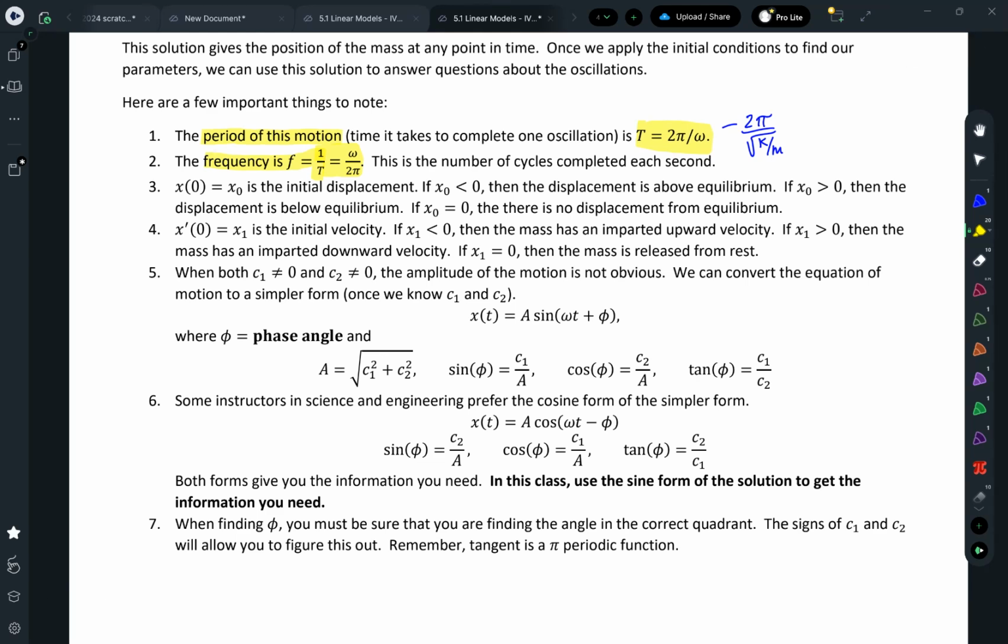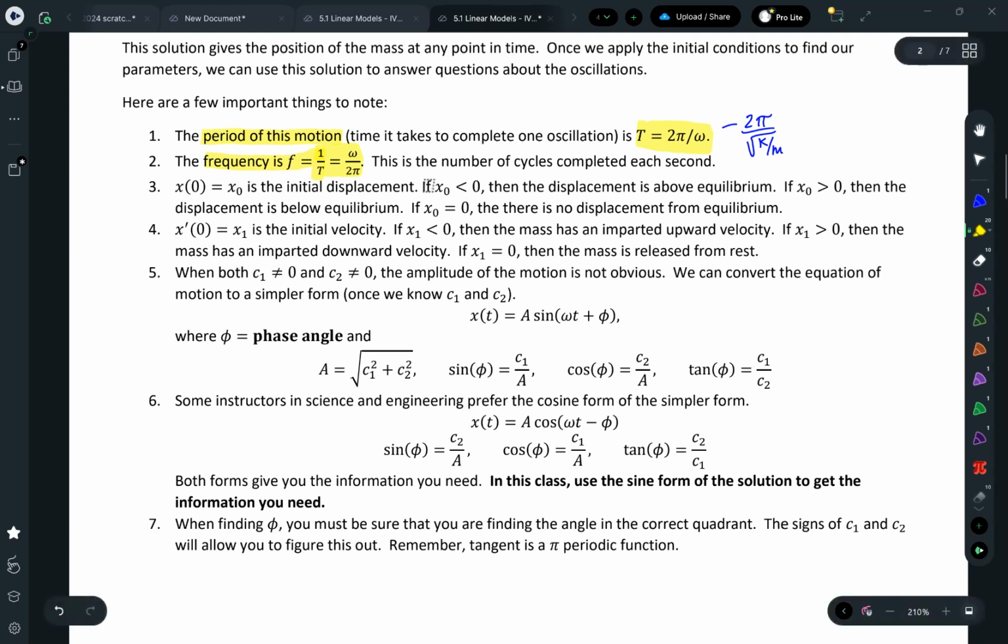That's just the number of cycles that get completed each second. So the period is the time it takes to complete one oscillation, and the frequency is how many oscillations are completed each second. Okay? X of 0 equals x naught is the initial displacement.